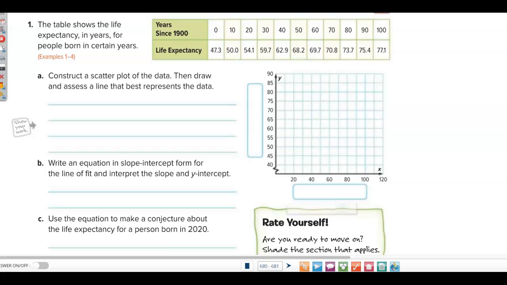So I am on page 680 in your book. I am doing your entire assignment with you. So as long as you are writing down what I write down completely, you will get 100%. If you don't write everything down, then I'm not going to give you full credit.